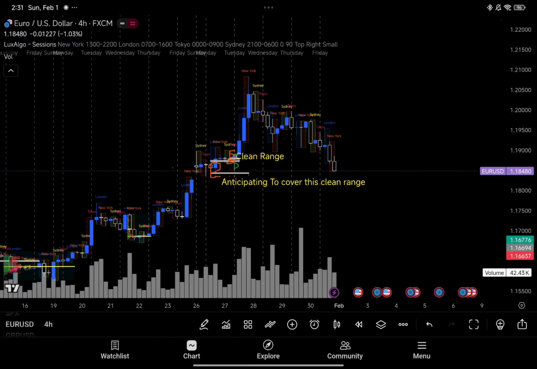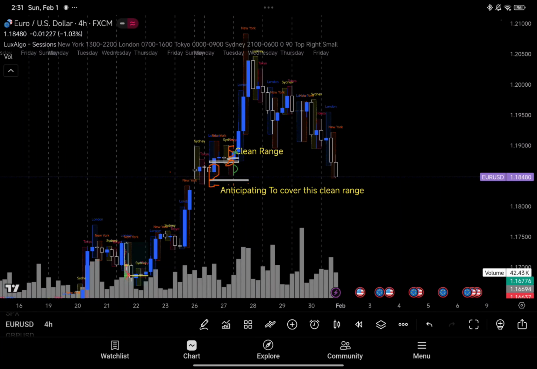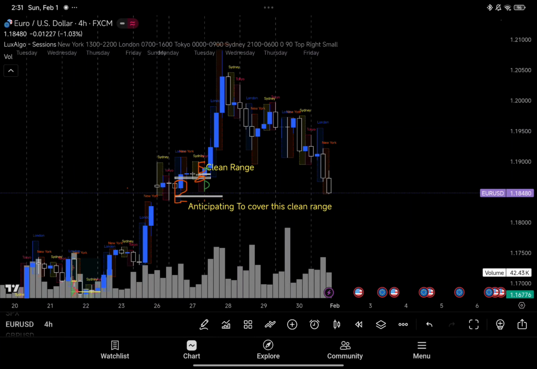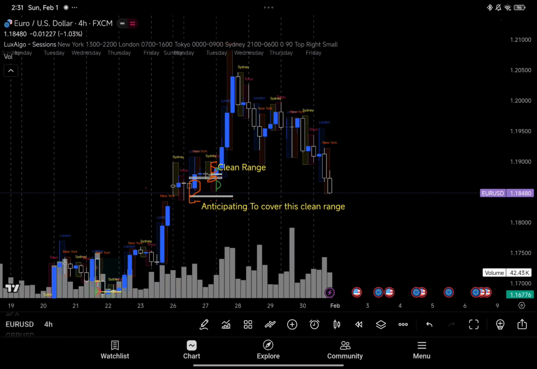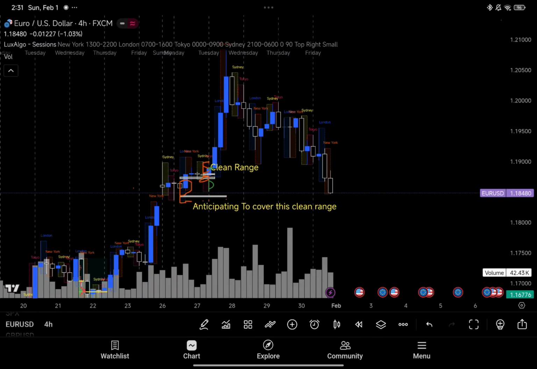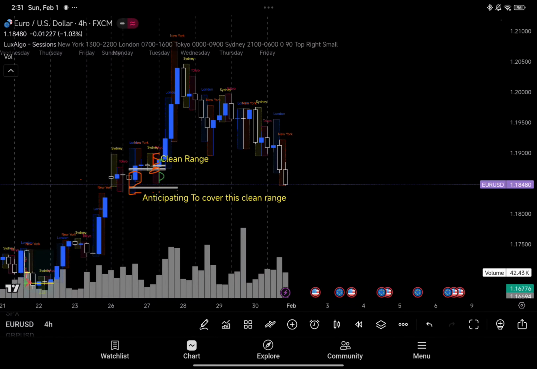We are just analyzing the Euro USD chart as a reference. So the trend was bullish, but then it broke the trend and turned bearish.